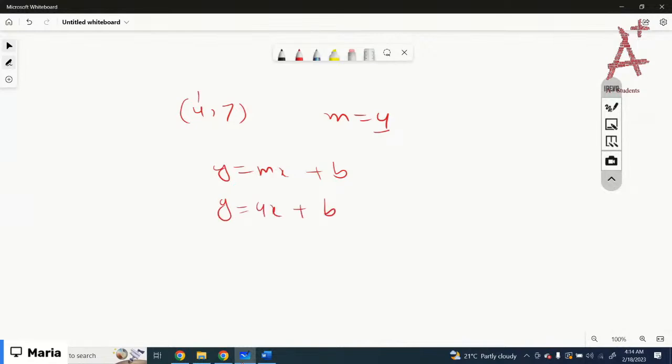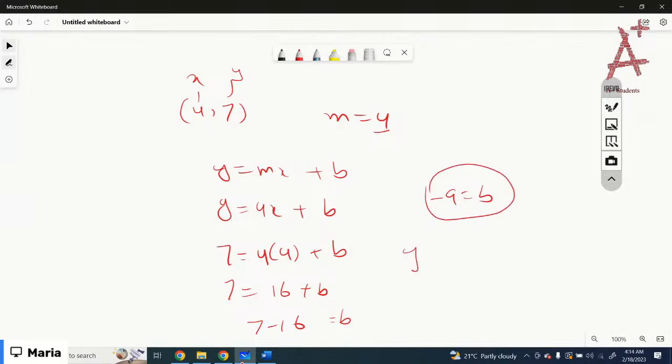Now put this point in the equation. This is the x and this is the y. Replace the variables: y is 7 and x is 4. You need to calculate the value of b. It would be 7 equals 16 plus b, so b equals 7 minus 16. 7 minus 16 is -9. Got it? So b equals -9, and the equation is y equals 4x minus 9.